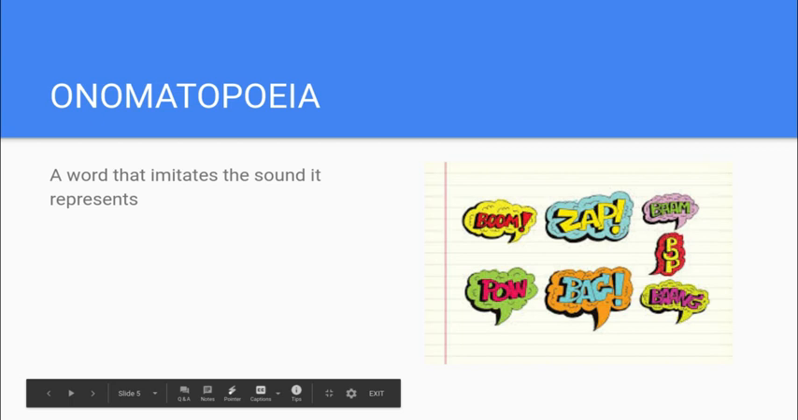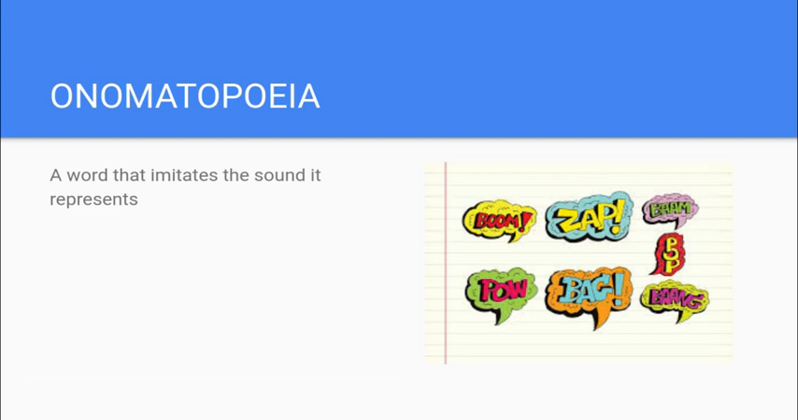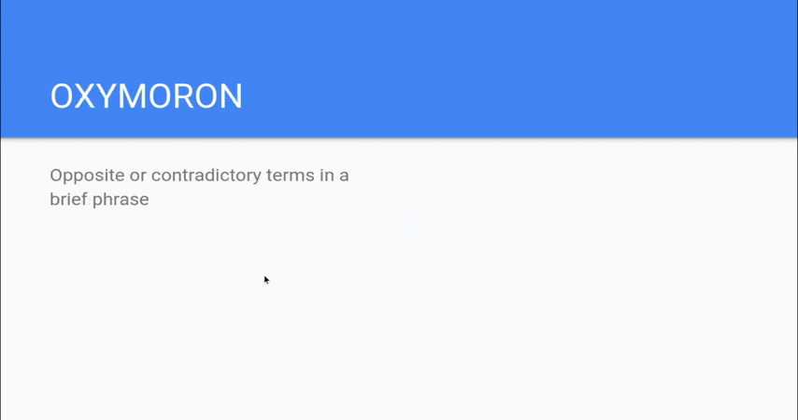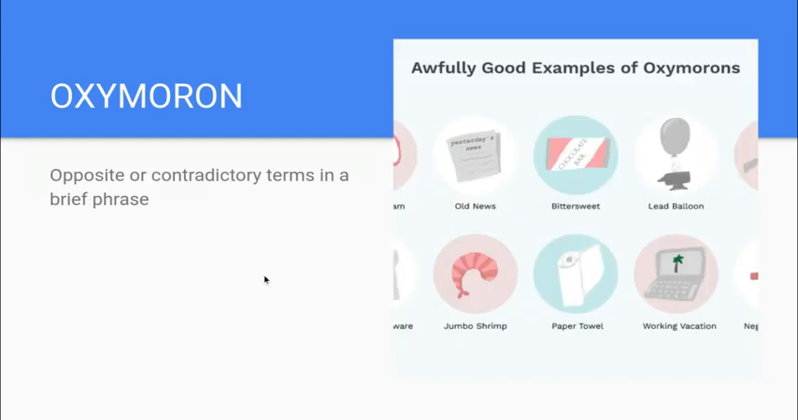Onomatopoeia, that is when your word imitates the sound it represents. So obviously my favorite one, zap. Oxymoron is when you have opposite terms in a brief phrase. So jumbo shrimp, right? Jumbo is big, shrimp is small, but we know what that means. Here's some more examples.